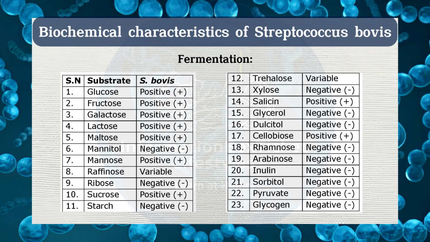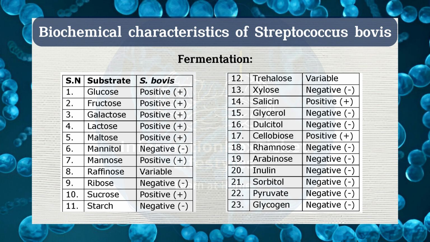The fermentation profile of Streptococcus bovis reveals its metabolic capabilities and preferences for various substrates. S. bovis exhibits positive fermentation reactions for several sugars, including glucose, fructose, galactose, lactose, maltose, mannose, sucrose, salicin, and cellobiose. However, it does not ferment mannitol, ribose, starch, xylose, glycerol, dulcitol, rhamnose, arabinose, inulin, sorbitol, pyruvate, or glycogen.